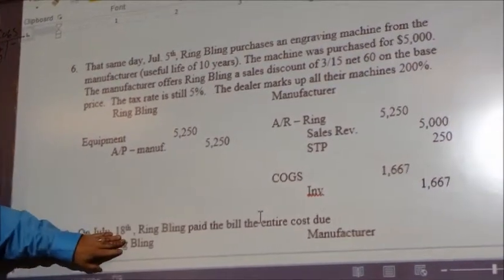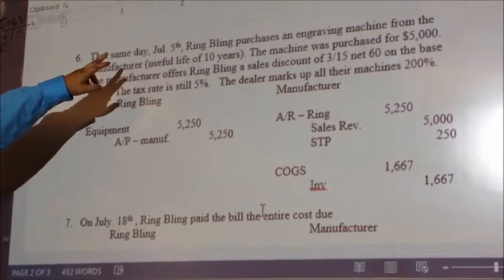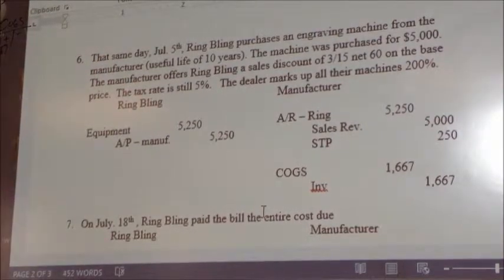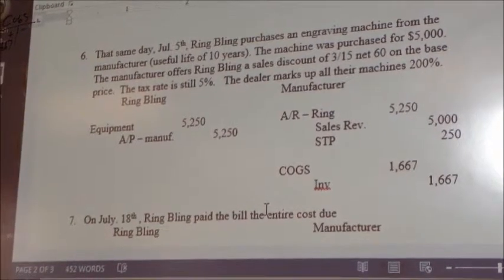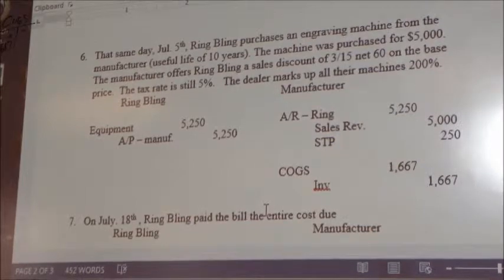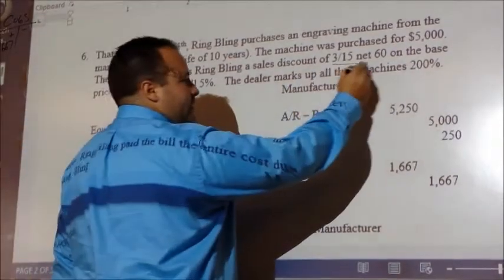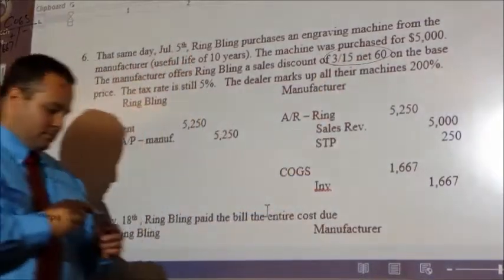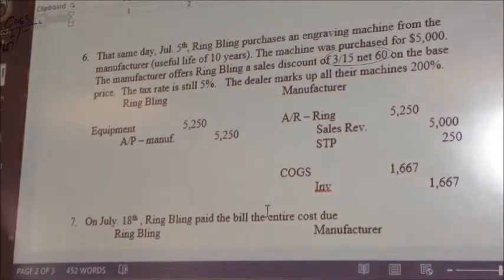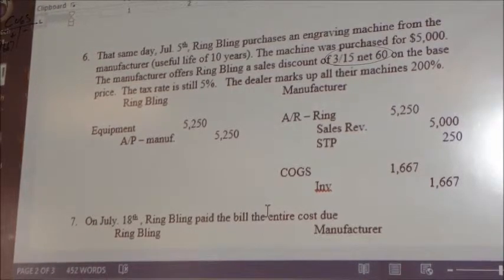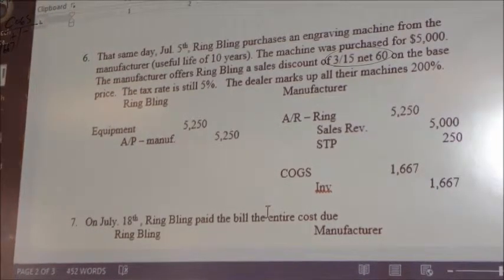So we're on the 18th now. It's been 13 days, and Bling pays the entire bill. Why would a company even give us this option? Why does a company even give you a discount? Just so they can get the money back faster? Yeah, that's a big reason. So they can get their money faster.